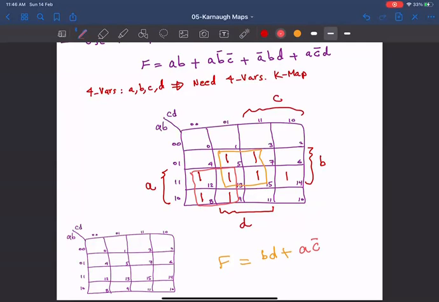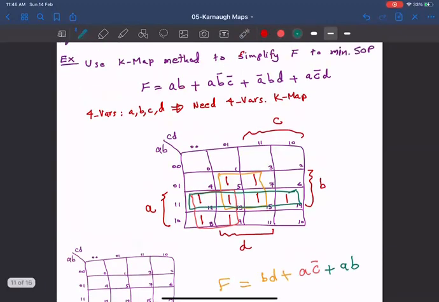Okay, the final one is the third row. Excellent. So the third row completely is the third one. And that corresponds to what? A and B. A, B. Excellent. So this is the minimum form of the function. Let's see whether we can do it algebraically or not. Can we prove that this is indeed the simplest form of this function algebraically? Can you do that?